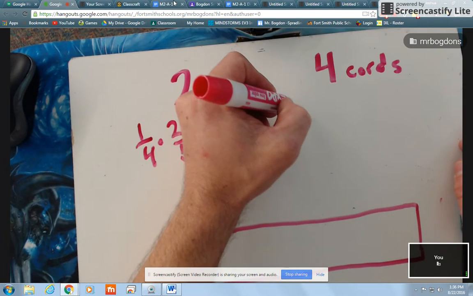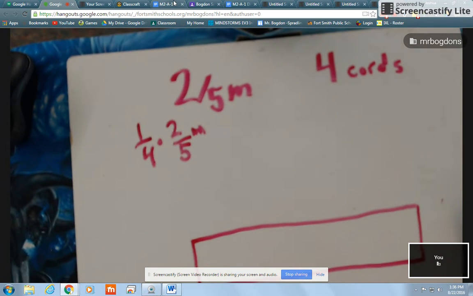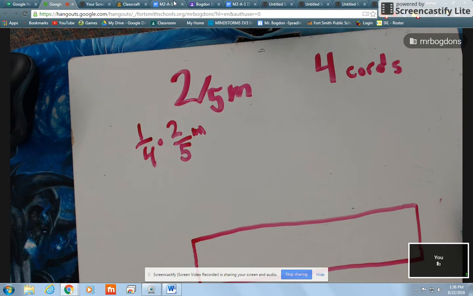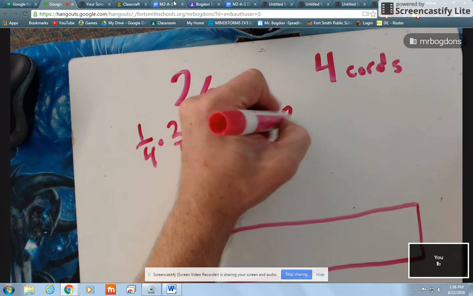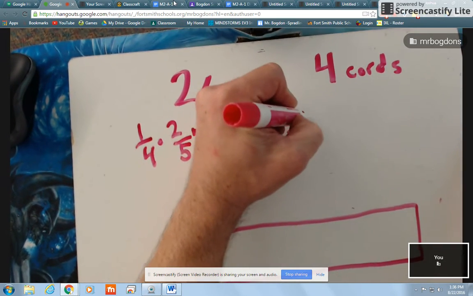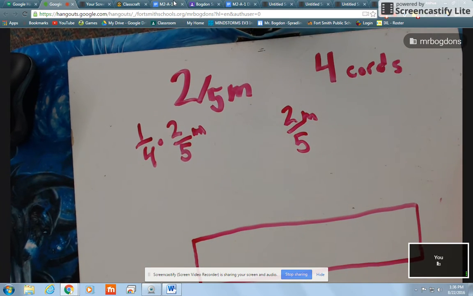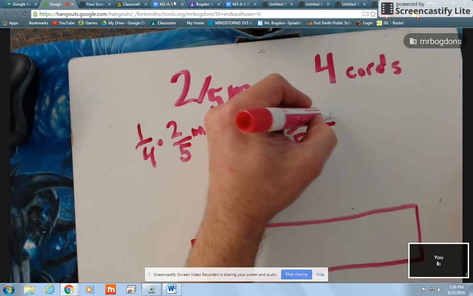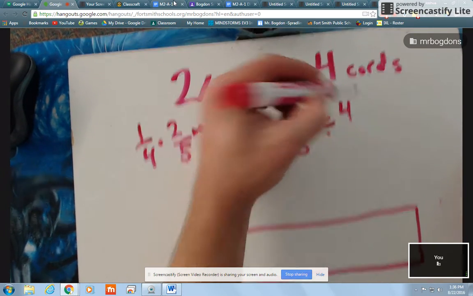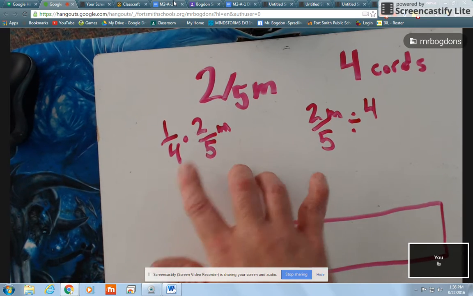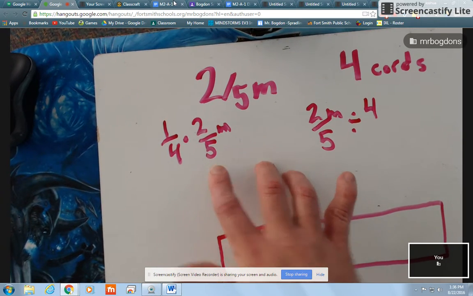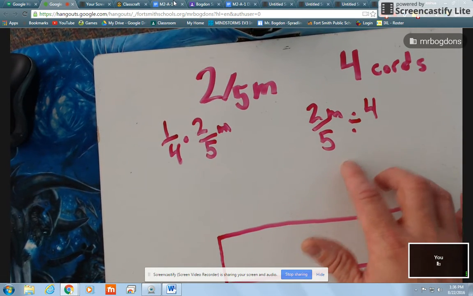Okay, think about it like you're making a sandwich. Before you cut it in 2, you have to put it up on the table. So I'm putting what I'm about to cut up on the table. I'm going to put 2/5 meters, and then I'm going to split that into different size groups. And in this case, I'm dividing it by 4. So here I have 2 expressions. I got 1/4 of 2/5, or I have 2/5 divided by 4.